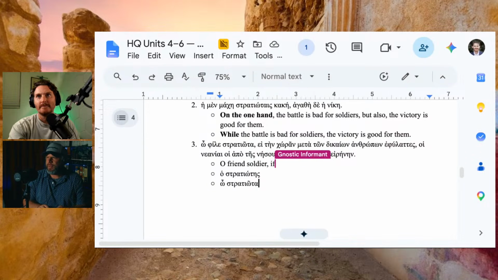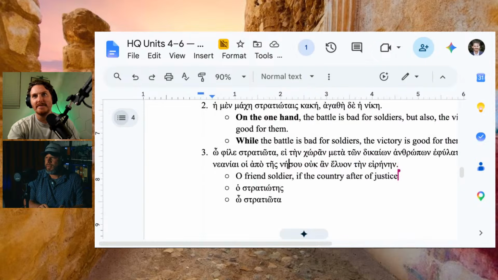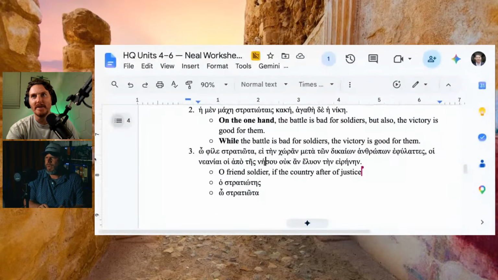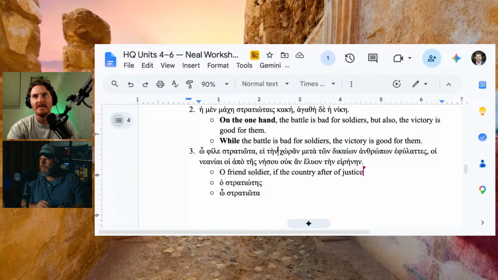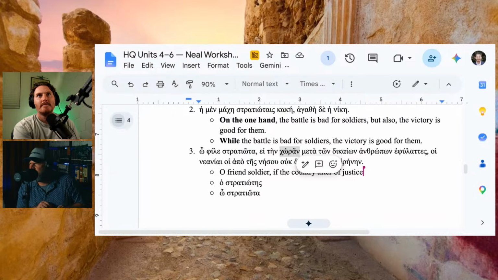If the country... Meta is like after. Yeah, and you see what's going on here, after of justice. You see how this is written? I'm just going to complain for a second. You see this? You see what's wrong there? It's got two accents. You know why that is?